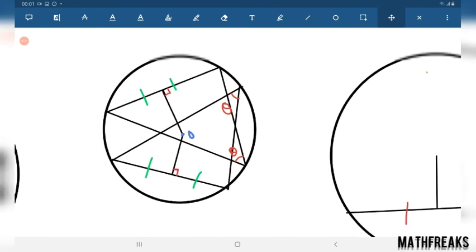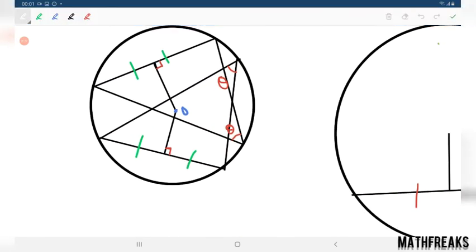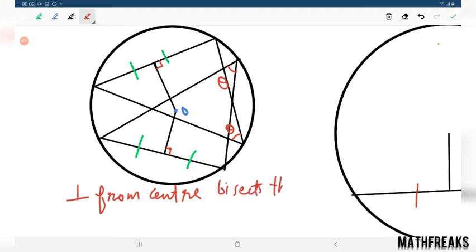Now comes this diagram. This is for chords. There are a lot of things. The perpendicular from the center of the circle to a chord bisects the chord. This is the first thing. Perpendicular from the center bisects the chord. This is perpendicular bisecting this chord into two equal halves.